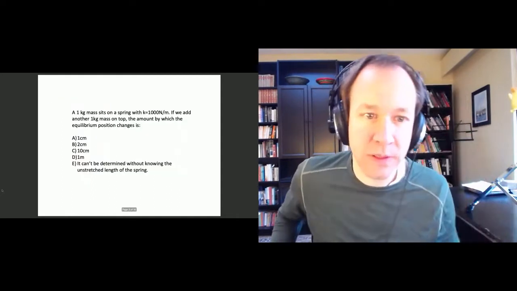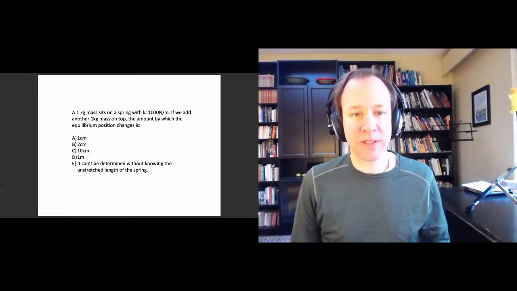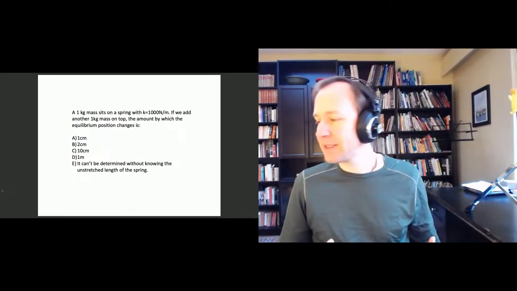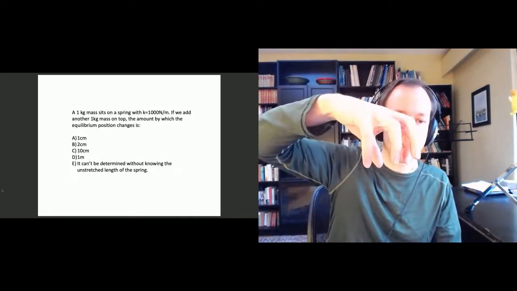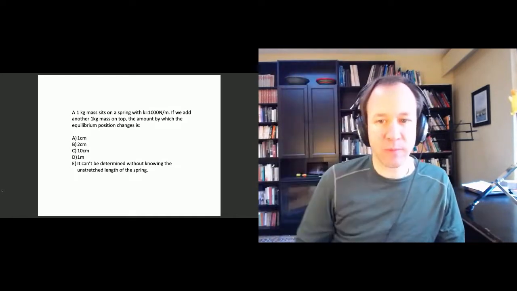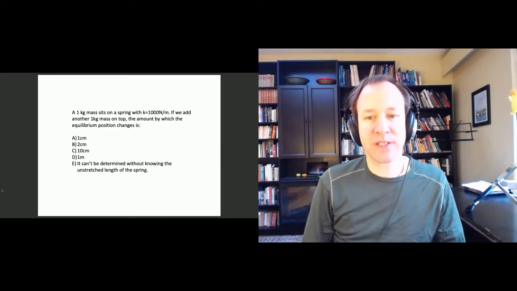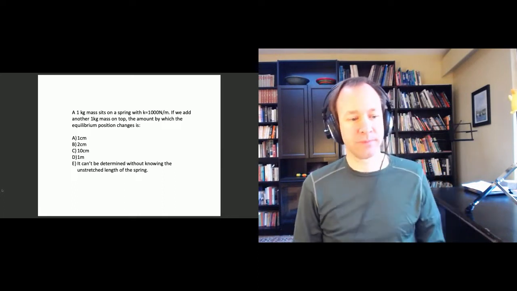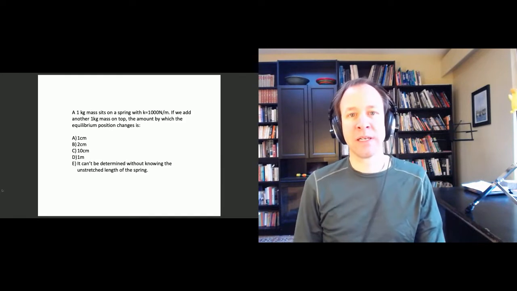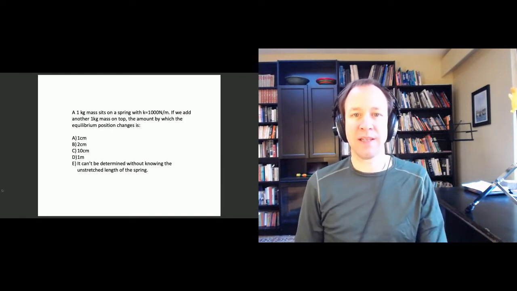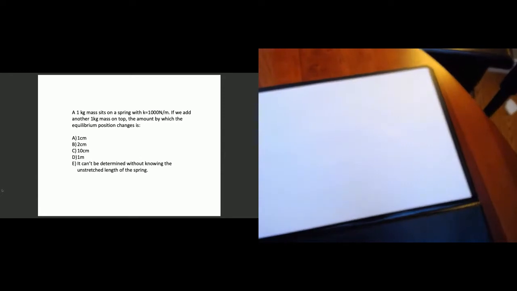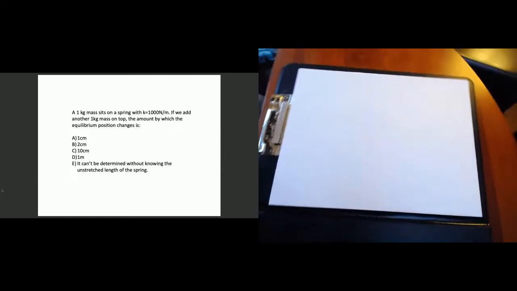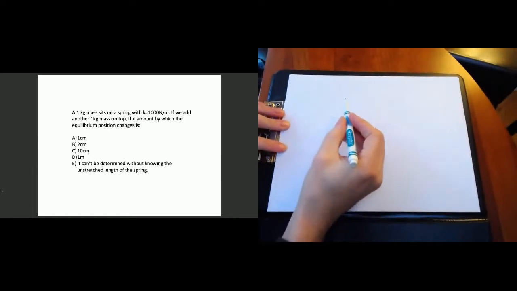Okay. So let's get started with this question. It's basically a situation where you have a spring, there's a mass on a spring, and now we add another mass onto the spring, and we want to know, how much does the equilibrium position change? So pause the video, think through that for a little while, and then we'll discuss the answer. Okay, so let's talk about this one.